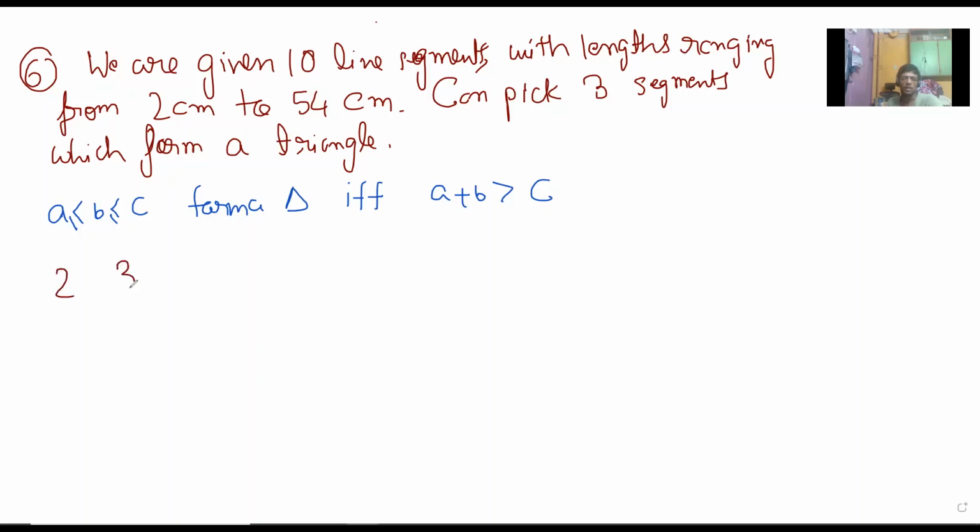So maybe if you take 2, 4, and 5, all you need to check is that these two are more than 5, because the other two are obviously going to hold, right? Okay. This can be very useful. So if you have not understood that, ask me. Otherwise, this you can use.